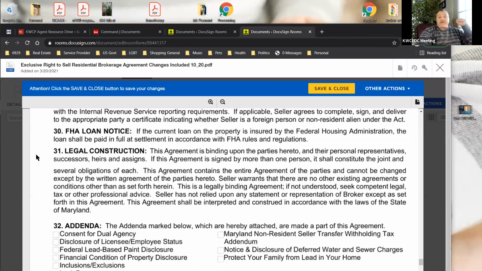All right, paragraph 30, FHA loan notice. If the current loan on the property is insured by the FHA, the loan shall be paid in full at settlement in accordance with FHA rules and regulations. Well, that goes for any loan. So any loan that's on the property will get paid by the seller at the settlement table, and the proceeds of that will pay it off. And then anything that's left over, taxes will be taken out first, then the loan, and then anything that's left over will go back to the seller.